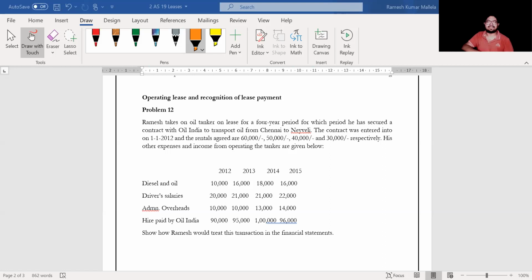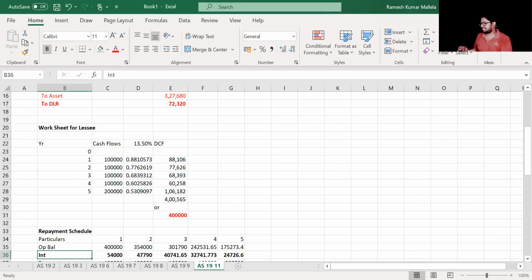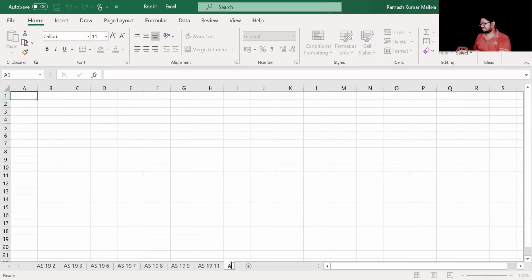This is basically an operating lease. So you are going to consider only 45,000 rupees as expense for each year, instead of considering 60,000, 50,000, 40,000 and 30,000 for each of these years. That is what the standard suggests you to do. Following the SLM basis, that's all. So let us do the last problem in leases. I'll prepare that profit and loss statement.